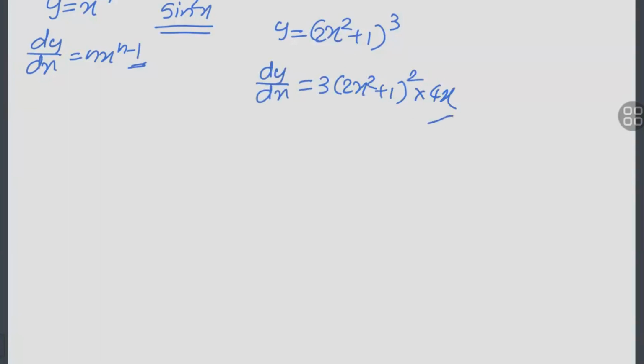Now, another thing is, if they ask about a stationary point, they can ask why this has no stationary point. Stationary points they ask you to find all the time. If they ask why this has no stationary point, what to do? dy over dx should be equal to 0, right? If you get something like x plus 1 over x as the dy over dx answer, right?